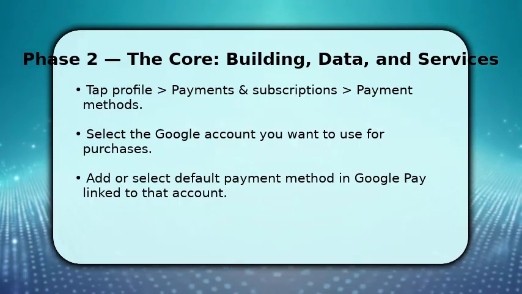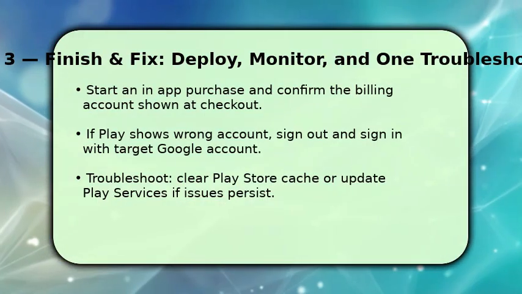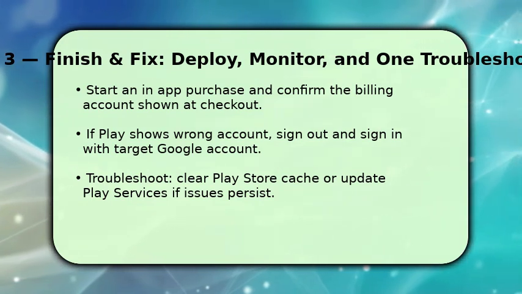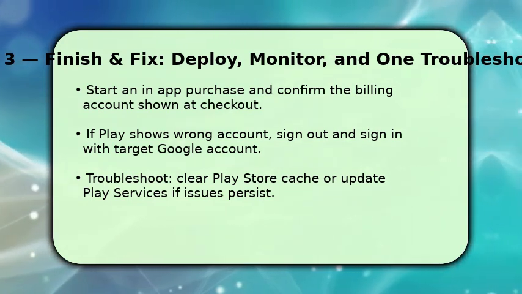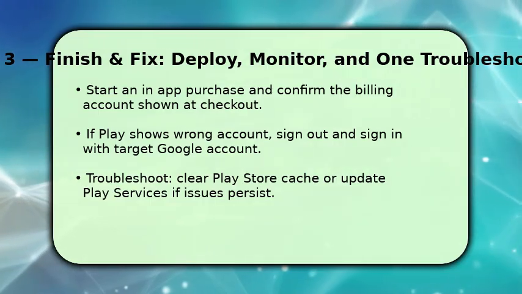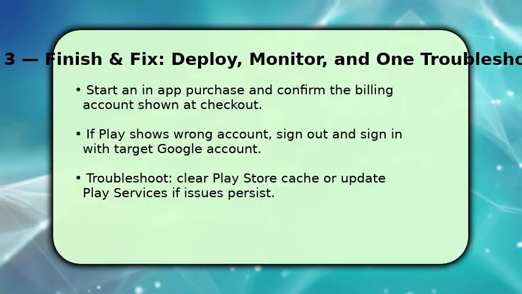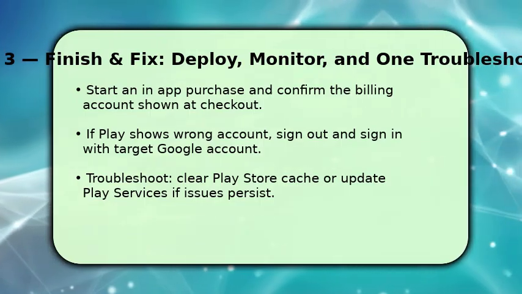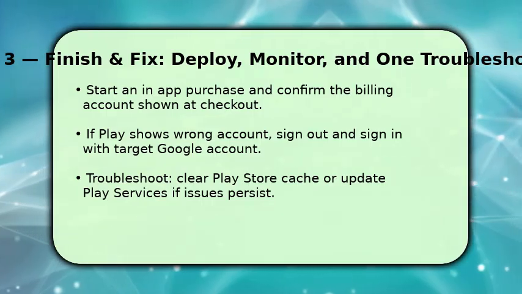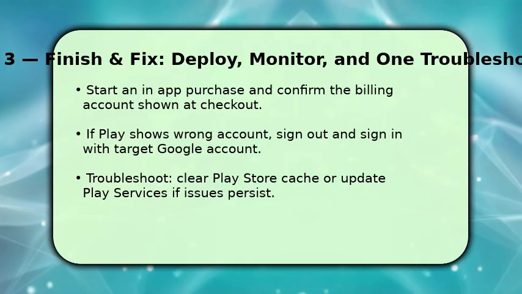To finish, initiate the in-app purchase and read the checkout header. It must show the Google account and payment method you prepared. If it shows the wrong account, sign out of Play Store and sign in with the target account, then repeat the payment selection steps. If you still can't switch, clear Play Store cache, update Google Play services, and restart the device. This resolves most sync and billing profile glitches, so purchases will use the correct account.